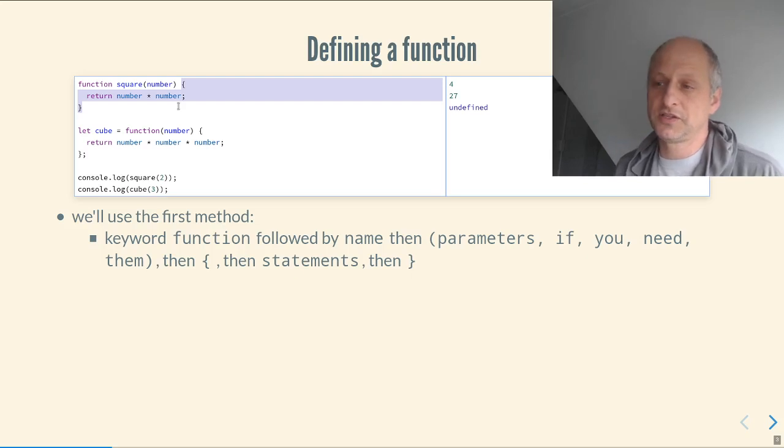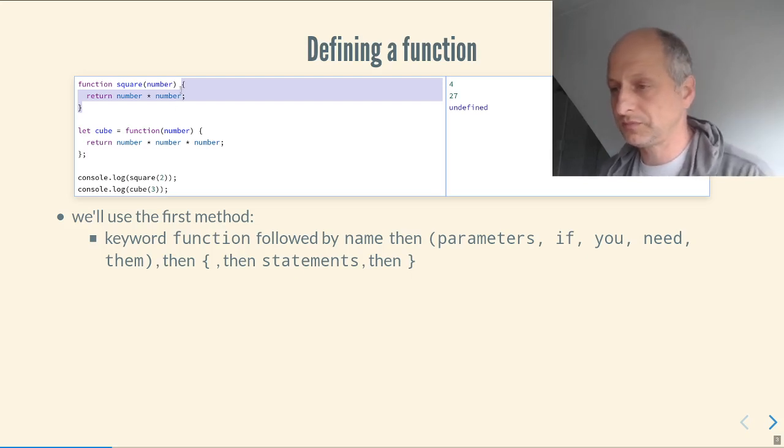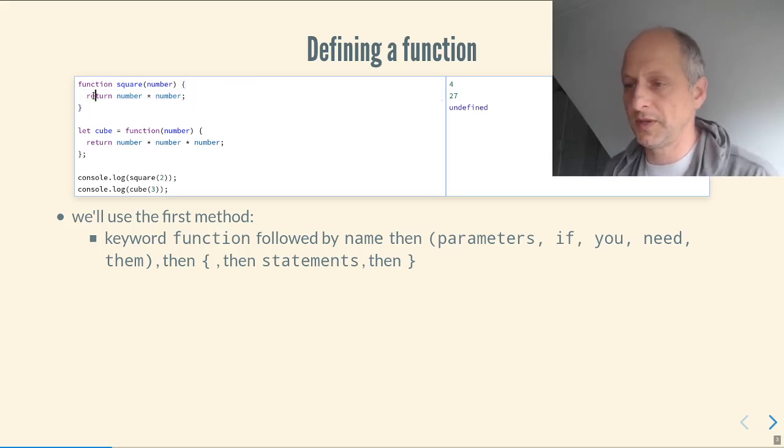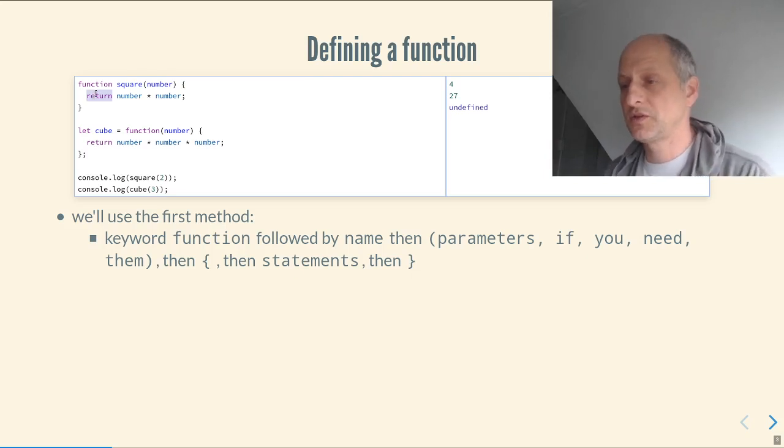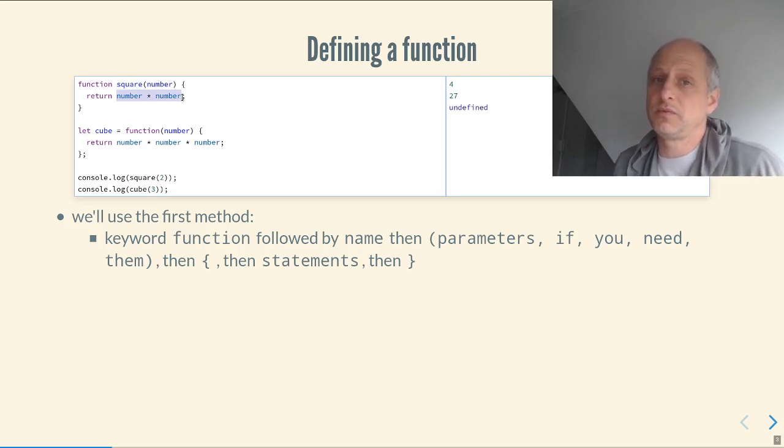In this case, it's a very simple function. You'll notice that simple line begins with the keyword return, and what comes after return is the value that is going to be given back when we call the function. So we're going to return, in the case of square, the number times itself. So that's the square of the number.